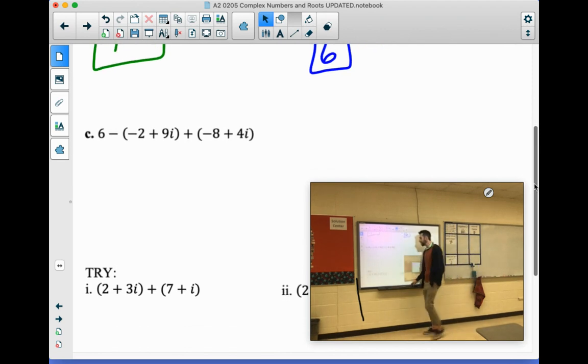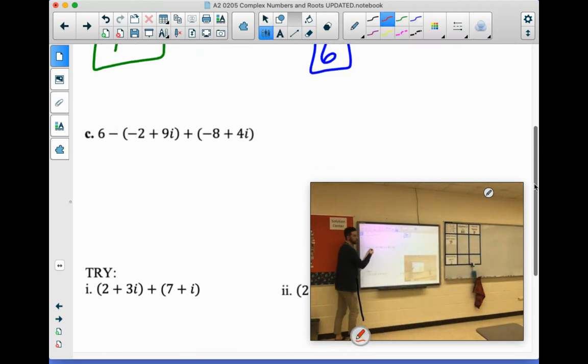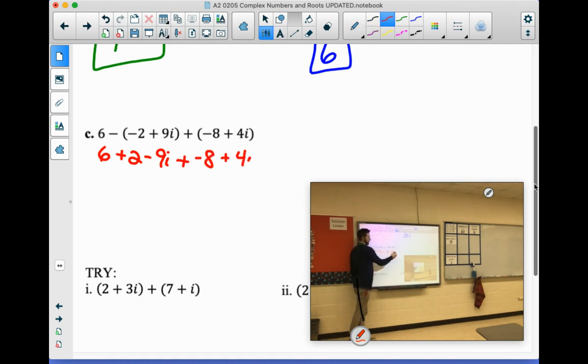Same thing here. When it's after the minus sign, go ahead and just change everything in the parentheses to the opposite. So it'd be 6 plus 2 minus 9i. Just that set of parentheses, because this other set is still plus, so that doesn't change at all. So if we do all our regular numbers, we have 6 plus 2 is 8, plus -8. 8 plus -8 is 0. Those cancel out. And then we have -9i plus 4i, which would give us -5i.